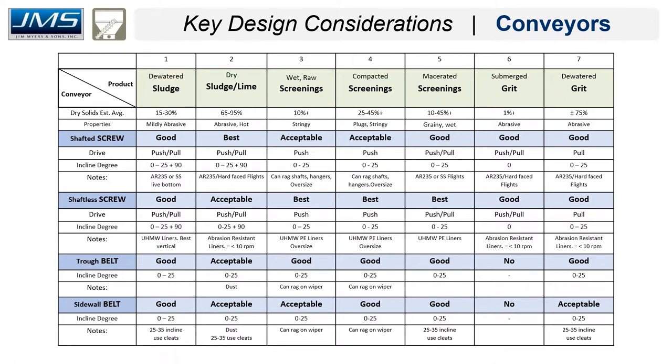You can see all conveyors handle dewatered sludge well, while shafted or even drag chains are best suited for dried biosolids or dry lime. A pushing drive shaftless is recommended for screenings to prevent ragging. Screws are used for underwater grit apps, and all types of conveyors handle dewatered grit well. All things being equal, sometimes it comes down to owner preference. It also comes down to some strengths and weaknesses of each conveyor type.